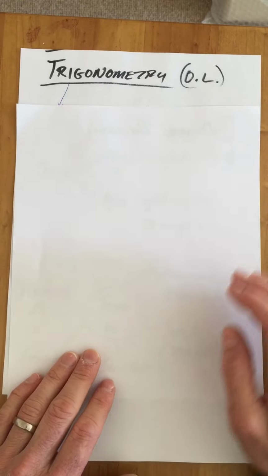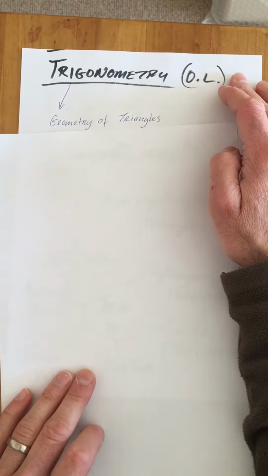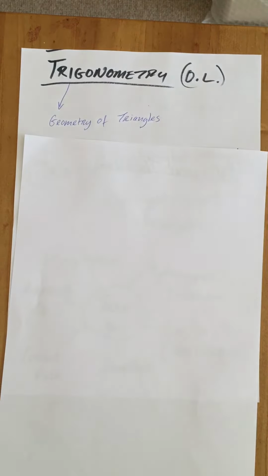In this video, I want to talk about trigonometry at ordinary level maths. So trigonometry at Leaving Cert ordinary level. Trigonometry, if you break down the word, it's the geometry of triangles. So trigonometry is all about triangles and the geometry of the triangles.